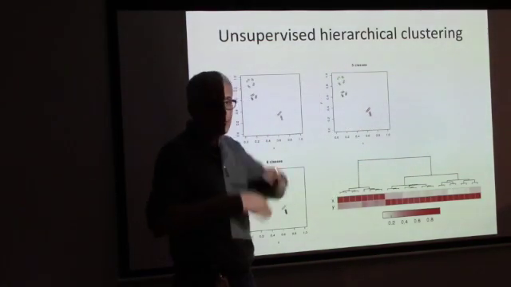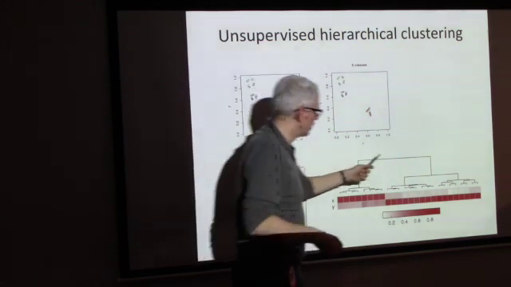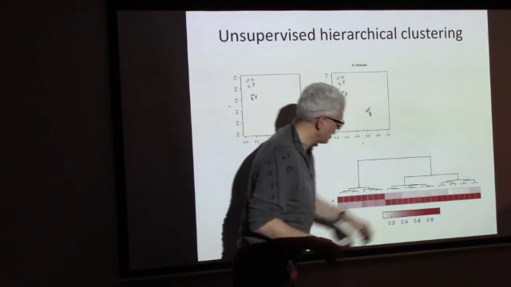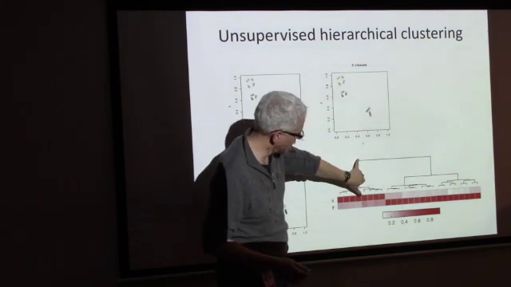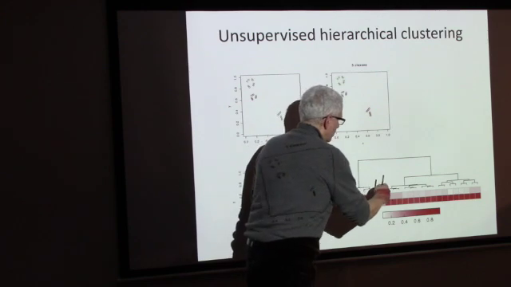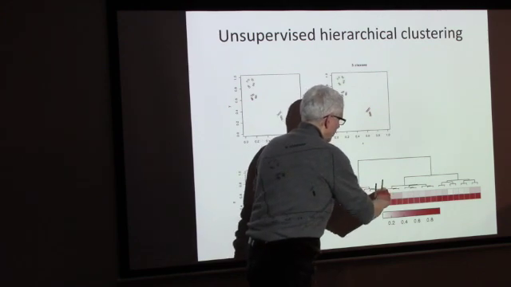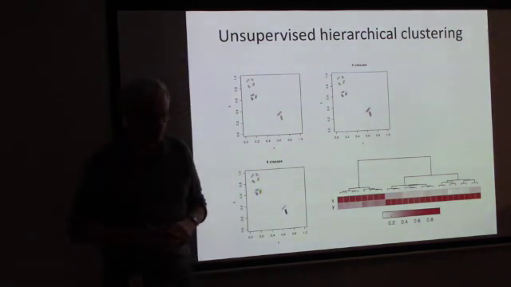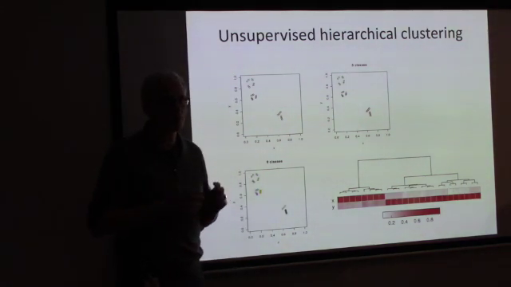You represent this hierarchy with a dendrogram. In this case, it splits. And by the way, typically the height of the dendrogram represents how different the stuff on the left is from the stuff on the right. So that's why we have hierarchical clustering.